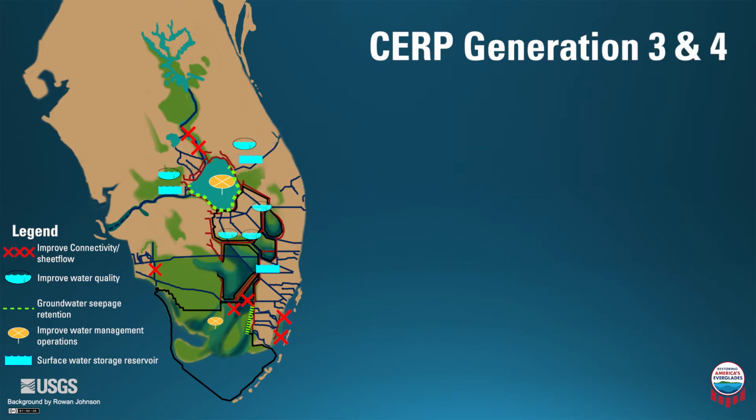CERP Generation 3 and 4. The Central Everglades Planning Project, or CEPP, was authorized in the Water Resources Development Act of 2016. CEPP South. This project will remove levees and backfill canals to improve marsh connectivity in the Central Everglades and enhance sheet flow into northeast Shark River Slough. These actions will improve water depths and flooding durations in Everglades freshwater and coastal habitats and improve freshwater flows to Florida Bay and Biscayne Bay.